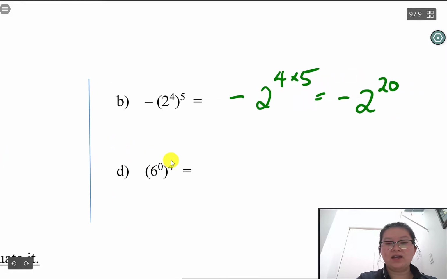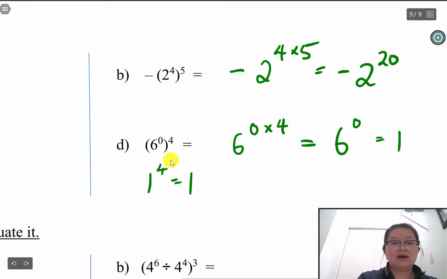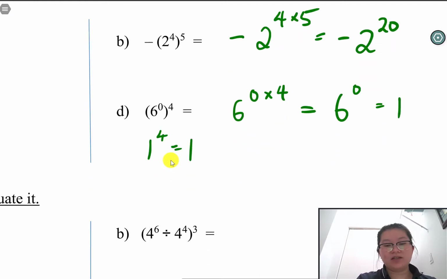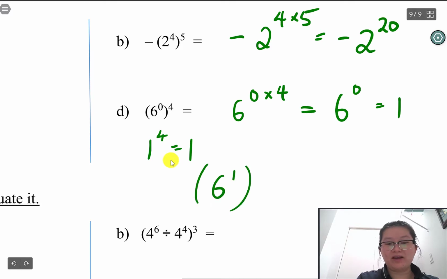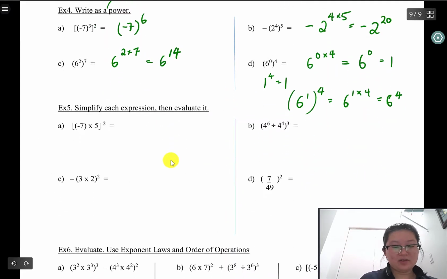And hey, look at this. We have 6 with a 0 exponent, and of course, we multiplied by 4. That's still going to give us 0, which ultimately means 1. This kind of makes sense, because if I take 1 to the power 4, that's still 1. And question: I was thinking 6 to the power 1 and then raised to the power 4. Then, yes, that is 6 to the power 1 times 4, which is 6 to the power 4. Well then, that wasn't too bad.